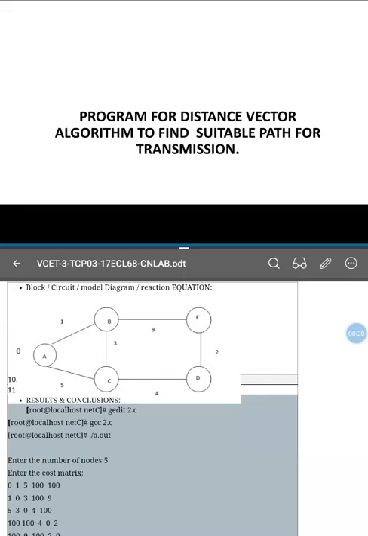As we have studied in the previous classes in the theory subject of computer communication networks, I had discussed the distance vector routing algorithm. The main thing that you should know about the distance vector algorithm is that it is used to find the best route. That means to find the suitable path for a transmission to route a packet from a source to the destination.